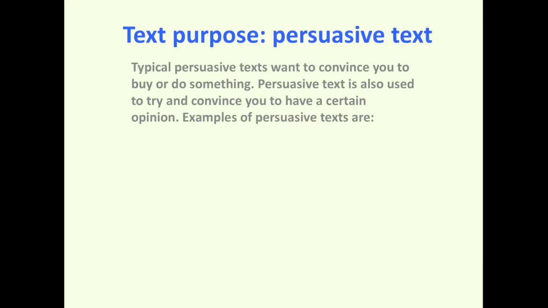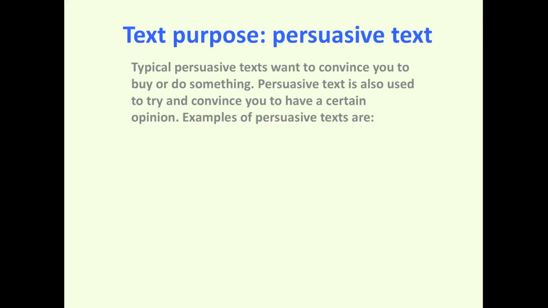So the first purpose that we look at is persuasive text. Typical persuasive texts want to convince you to buy or do something. Persuasive text is also used to try and convince you to have a certain opinion. Can you think of any examples of persuasive texts that you've read recently? What were they? Do you know what techniques they used?